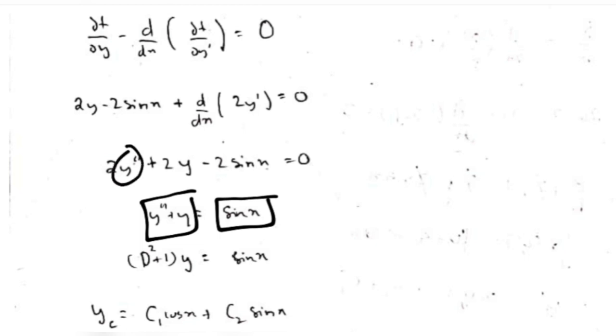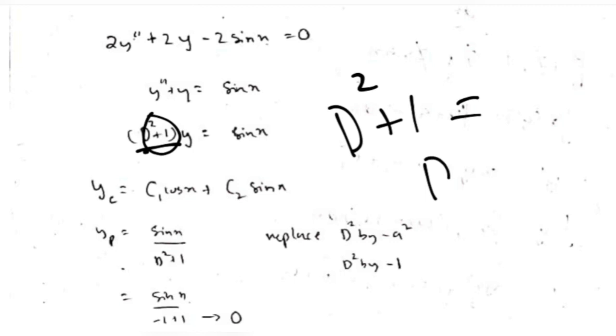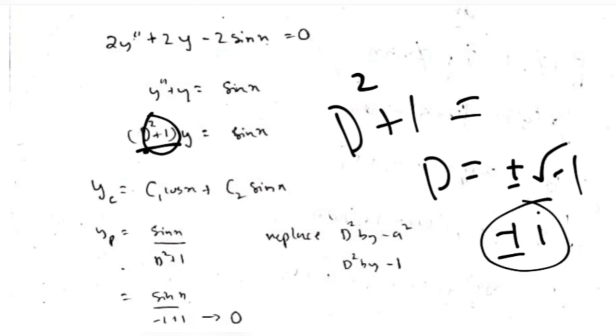So if you get y double dash in any case, you have to not use the previous method which you had solved for the previous question. In this case you have to use this differential equation method. See yc, if you get d square plus 1, d square plus 1 is the differential equation. So what is d here? D is plus or minus root of minus 1, that's nothing but plus or minus i. When you get the roots as plus or minus i, the solution is c1 cos x plus c2 sin x.